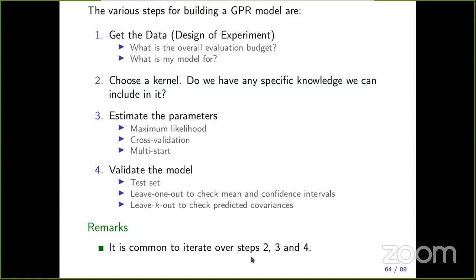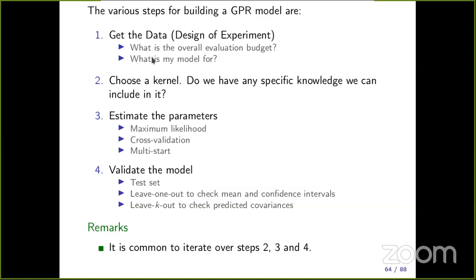Okay, so that's exactly the question that was asked. What are the various steps for building a Gaussian process regression model? So the first one is you will get some data, or sometimes you get to pick the data you get. So the kind of questions you want to ask is, what's your overall evaluation budget? Like how many data points can you query on the system you're working with? What's the cost associated to that? You may want to save some budget for validation and a test set.